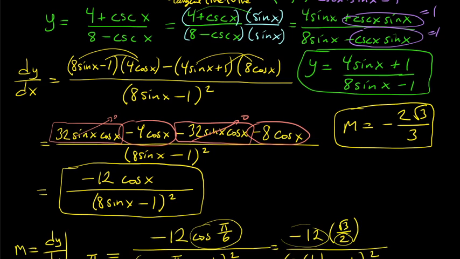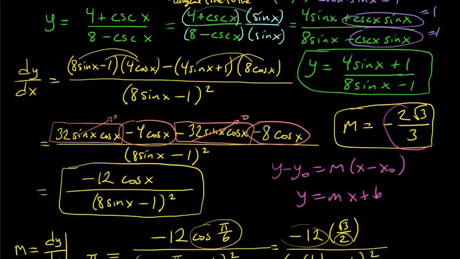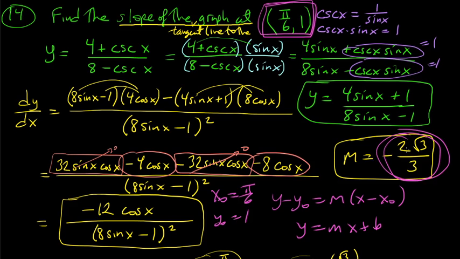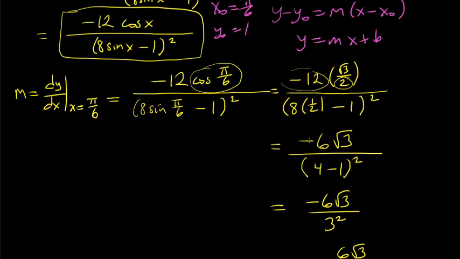If they want the equation of the tangent line, right, then you're using the point slope form. Or you could also just use y equals mx plus b. Here's your m, and then your x0 and y0 are the pi over 6 and the 1 that they gave us, right? So yeah, x0 is pi over 6, y0 is 1, and m is the negative 2 square root of 3 over 3.